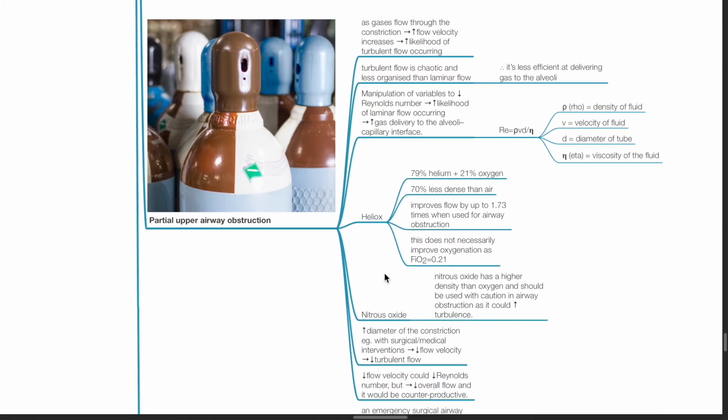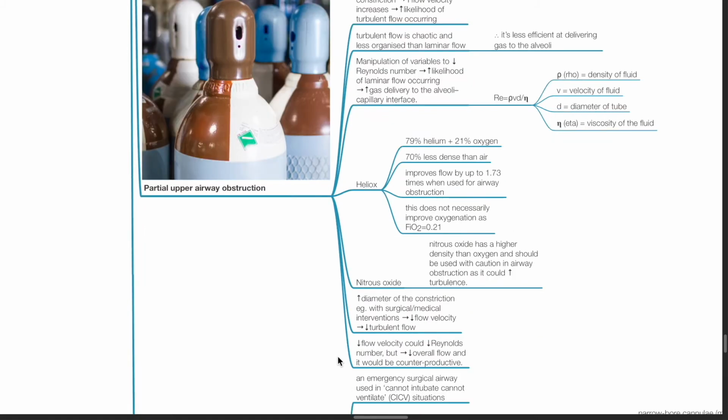Nitrous oxide has a higher density than oxygen and should be used with caution in airway obstruction, as it could increase air turbulence. Increasing the diameter of the constriction, for example with surgical or medical interventions, reduces flow velocity and reduces turbulent flow. Reducing flow velocity could reduce Reynolds number, but this reduces overall flow and it would be counterproductive.